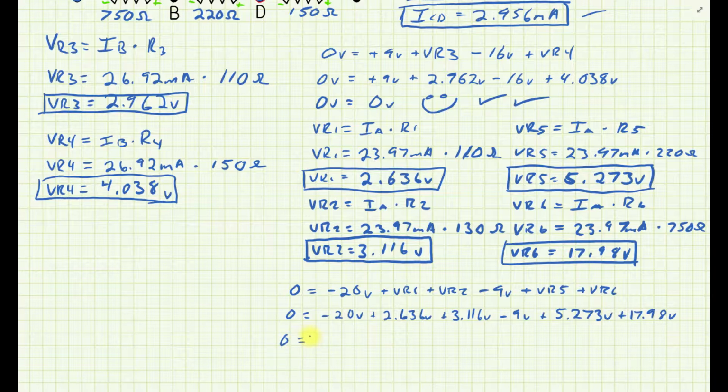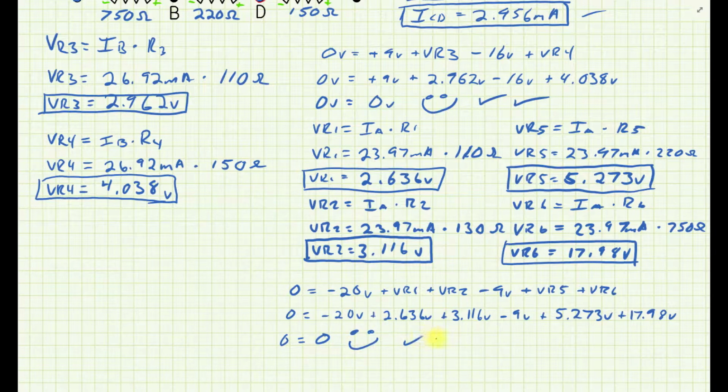So I'm going to type this right into my calculator. So minus 20 plus 2.636 plus 3.116 minus 9 plus 5.273 plus 17.98, and I'm getting 0, whether that's rounded or not. No, my calculator says that is 0, 0, 0. So Kirchhoff again, super happy.